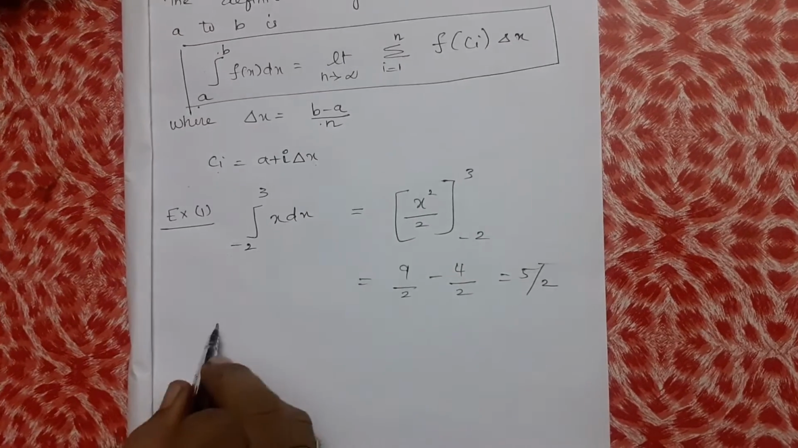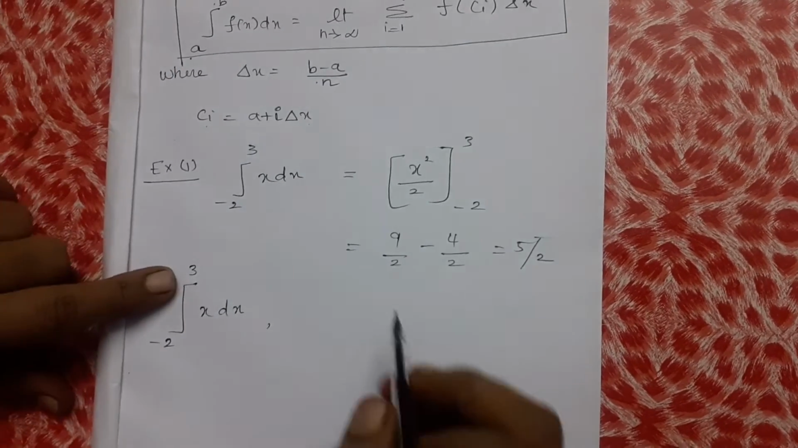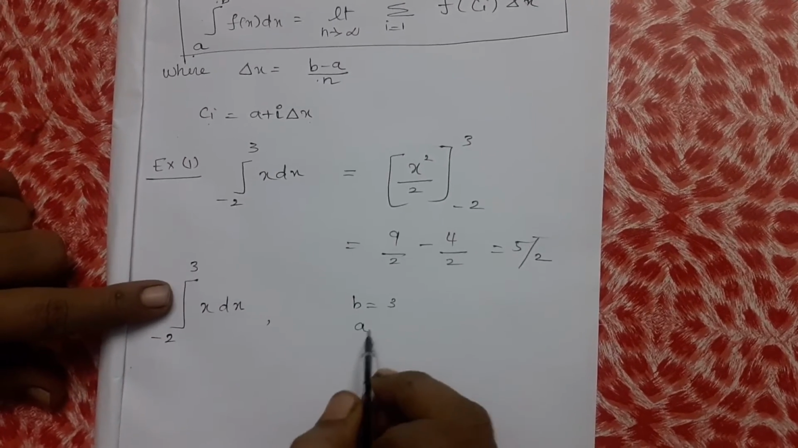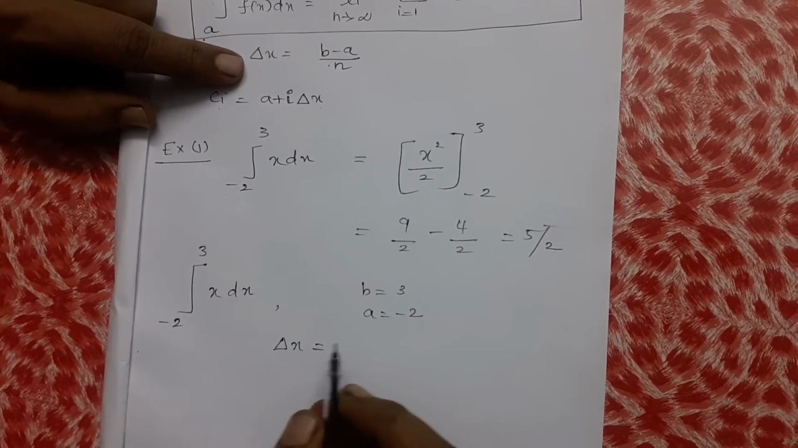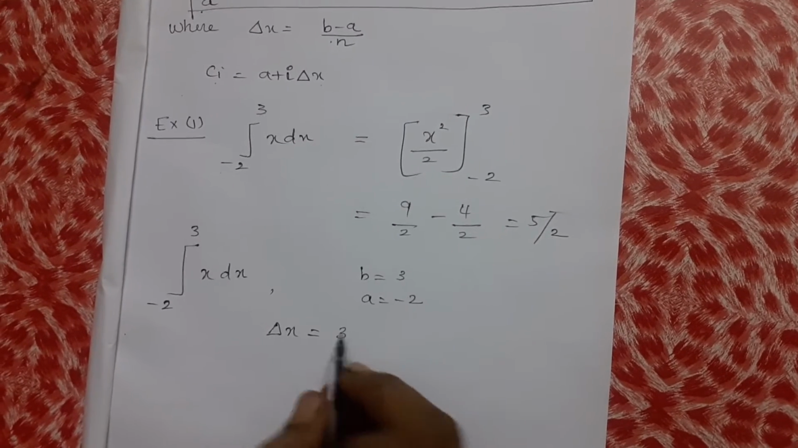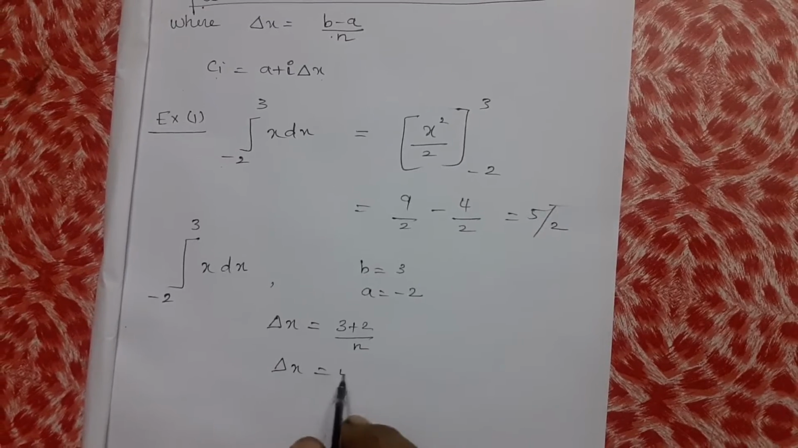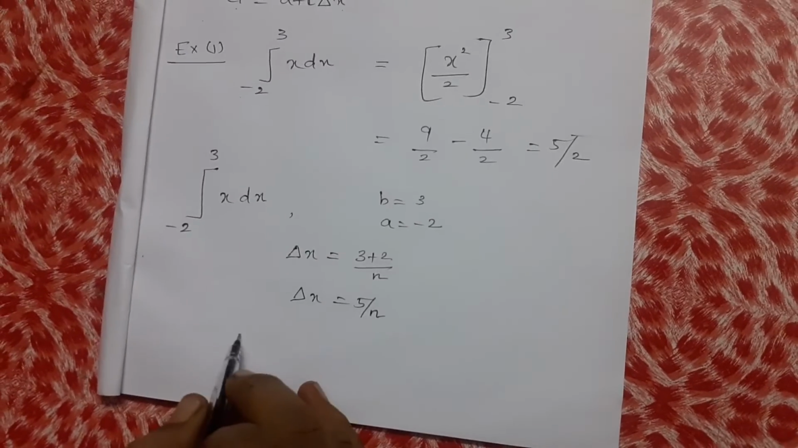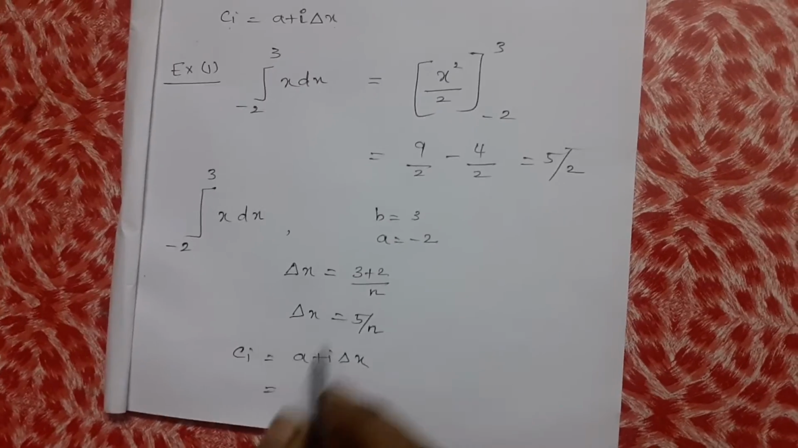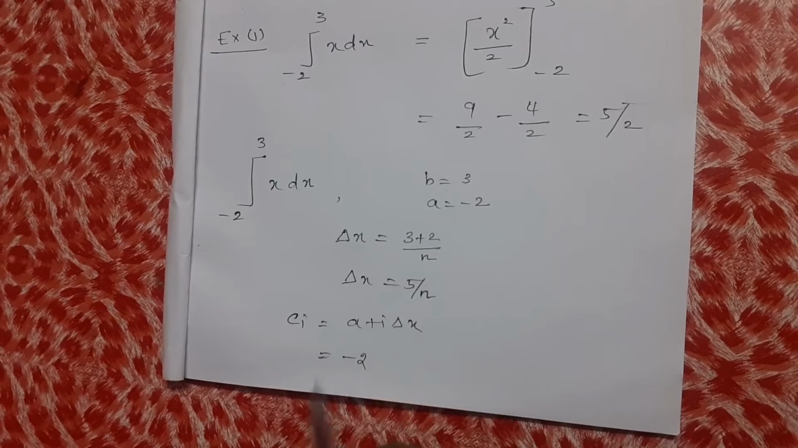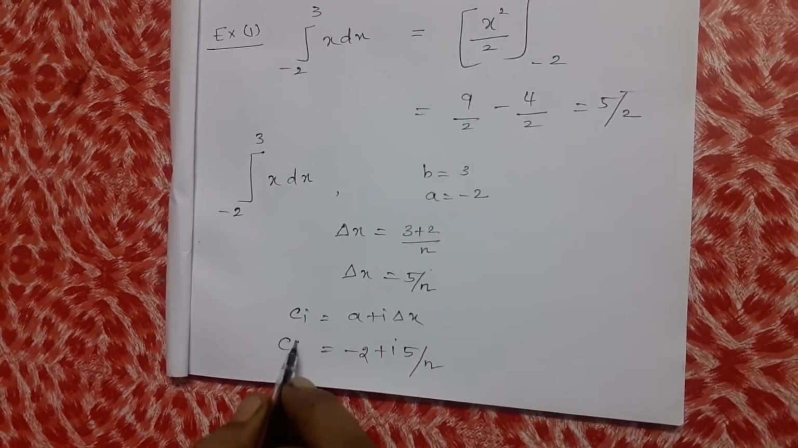In this problem, the integral from minus 2 to 3 of x dx, we have b is 3 and a is minus 2. And what is delta x? Delta x is (b minus a) by n, so 3 minus of minus 2, which is 3 plus 2, so delta x is 5 by n. And now ci is a plus i delta x. So a is minus 2, the lower limit, plus i times delta x, which we calculated as 5 by n. This is our ci.